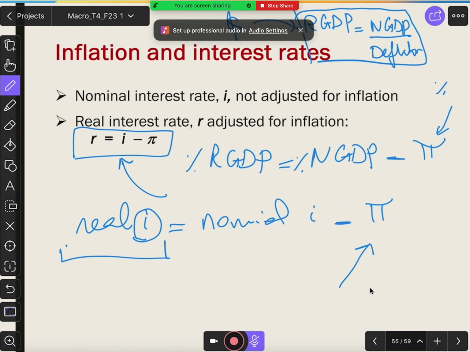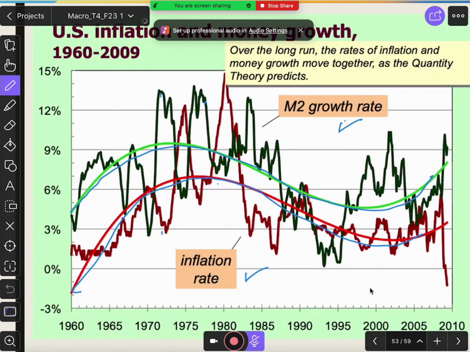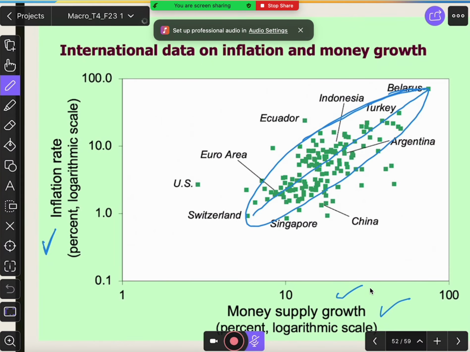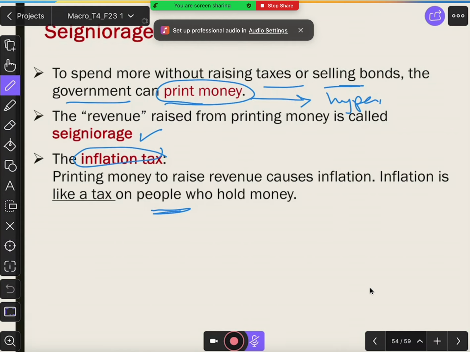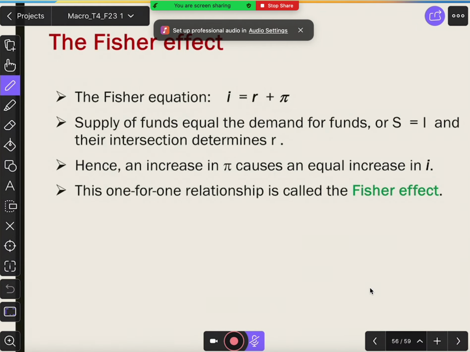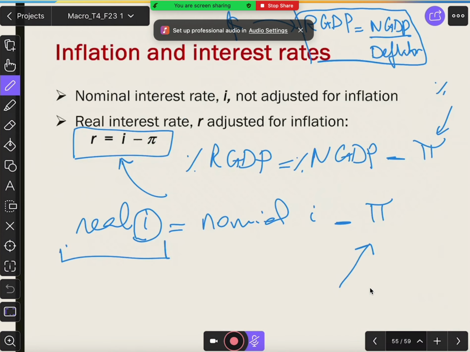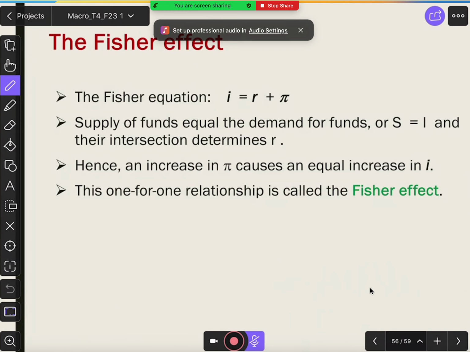You take the log because the log transforms a variable into percentage change, right? And as we can see in the graph here, the percent logarithmic scale, because the log transforms the variable into percentages. All right, and from here we can get what we call the Fisher effect.